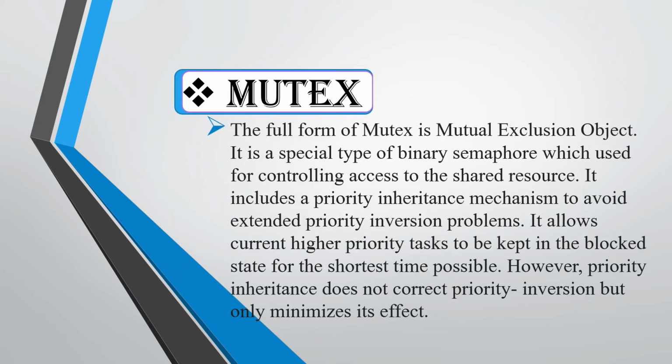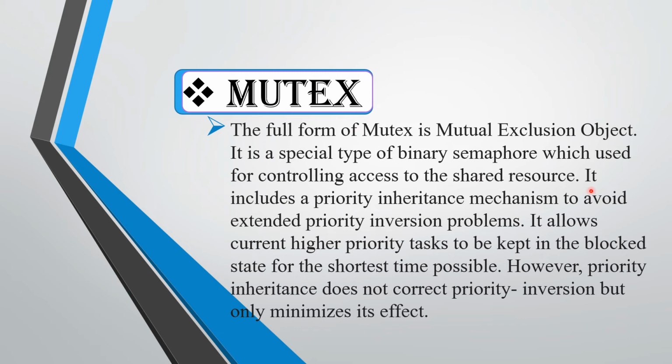In the next slides, we are going to learn about the mutex. The full form of mutex is mutual exclusion object. It is a special type of binary semaphore which is used for controlling access to shared resources. It includes a priority inheritance mechanism to avoid extended priority inversion problems. It allows current higher priority tasks to be kept in the blocked state for the shortest time possible. However, priority inheritance does not correct priority inversion but only minimizes its effects.